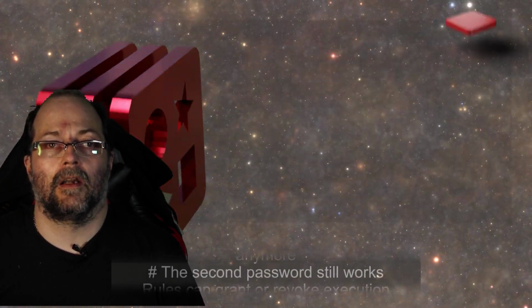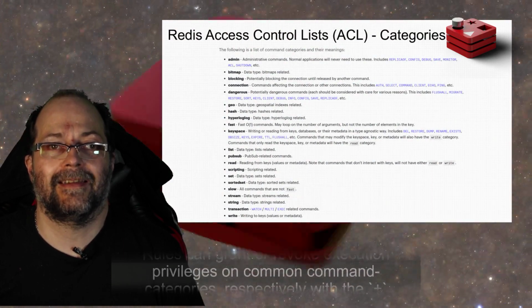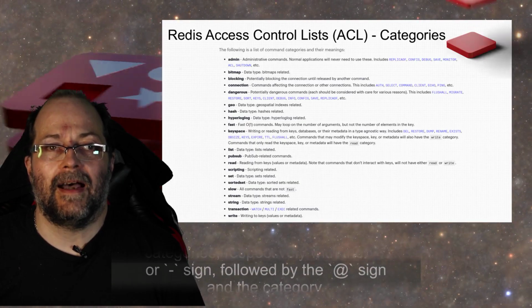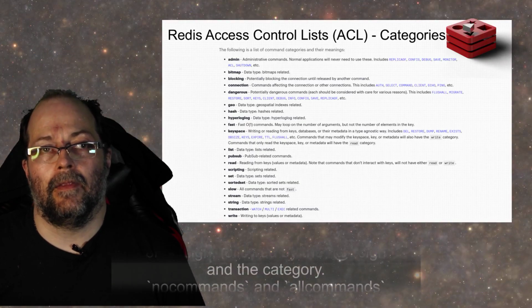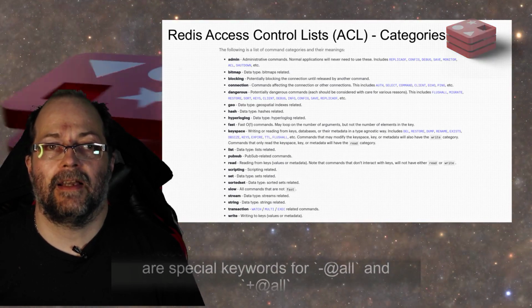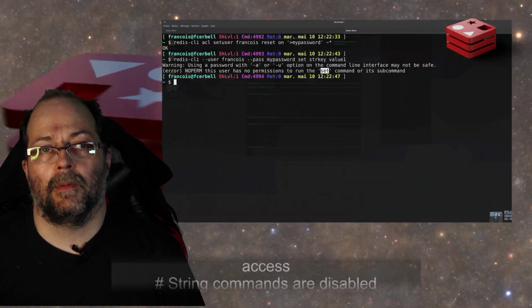Rules can grant or revoke execution privileges on common command categories, respectively with the plus or minus sign followed by the @ sign and the category name. And nocommands and allcommands are special keywords for -@all and +@all. Let's see. Reset the account with all key access. String commands are disabled.